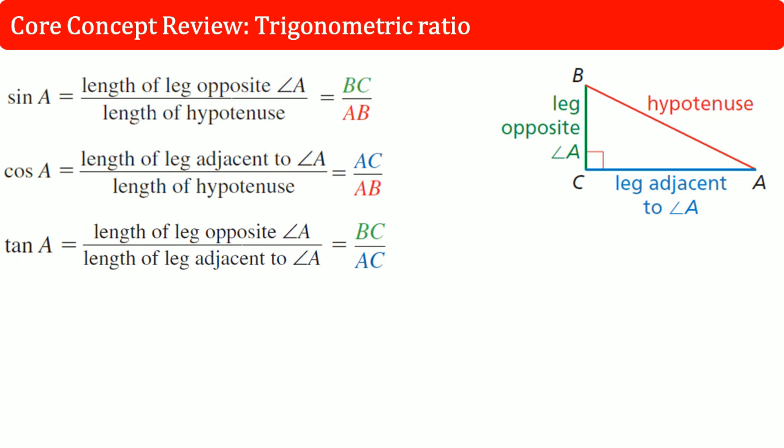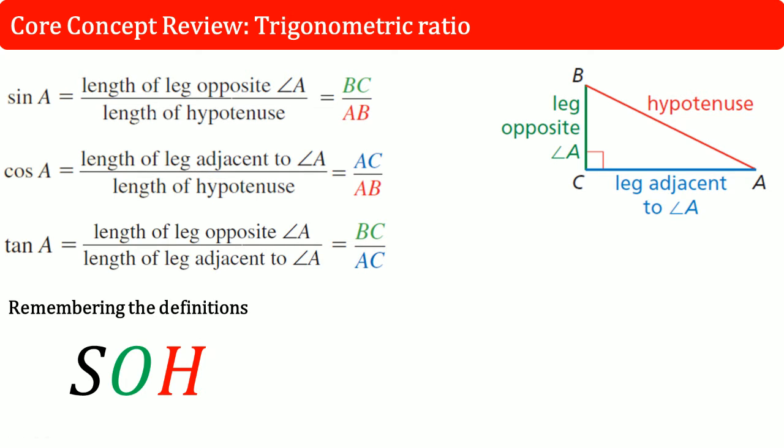Here's our core concept review. You should already have this from the trig ratio notes. Sine is the opposite over hypotenuse, cosine is the adjacent over the hypotenuse, and tan is your opposite over adjacent. Please understand that this is all from the point of view of angle A. That's why this image is like this. There's a way for you to memorize these definitions.